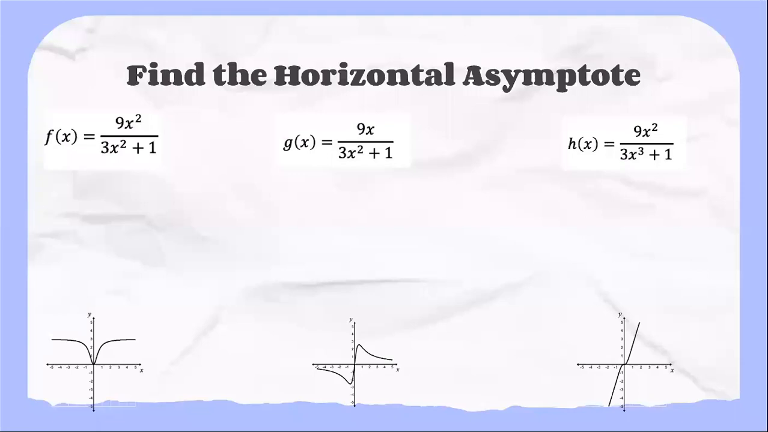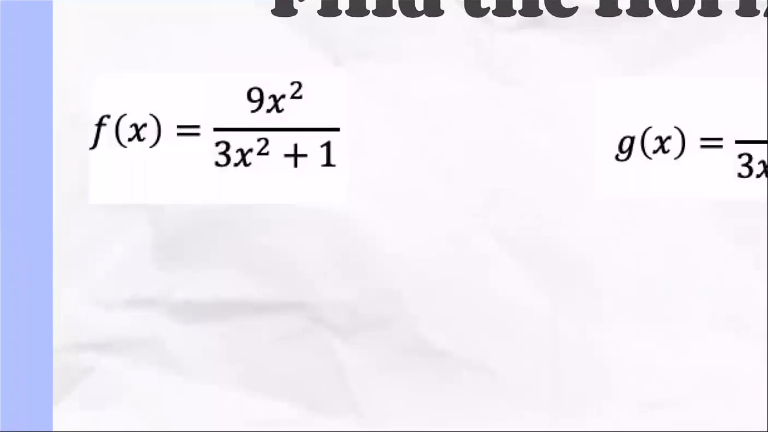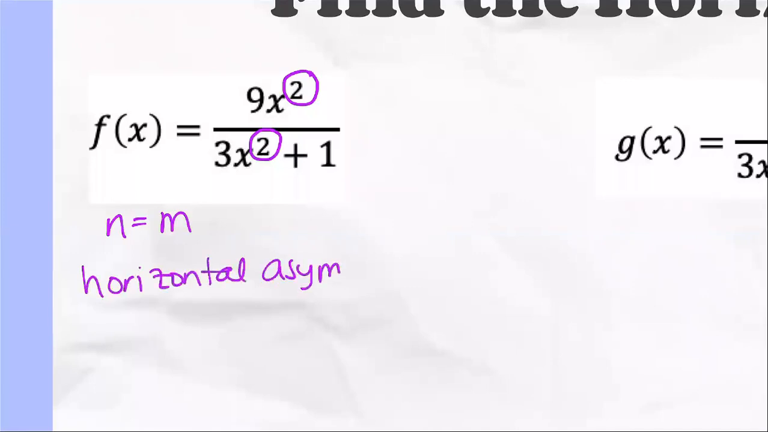All right, so let's find the horizontal asymptote. This is where we are comparing the degree of the numerator to the degree of the denominator. So the degree of the numerator is 2. The degree of the denominator is 2. So this is where the numerator degree is equal to the denominator degree. So then my horizontal asymptote is going to be equal to y equals a over b.